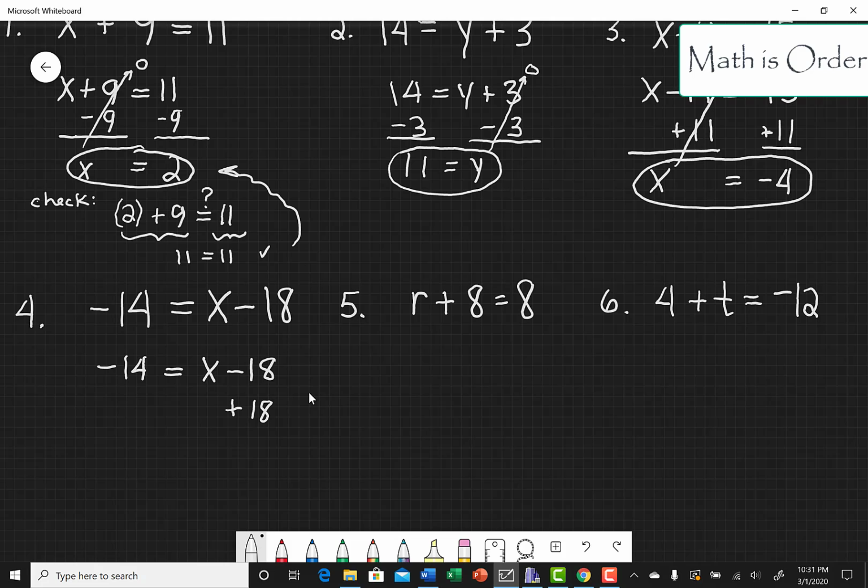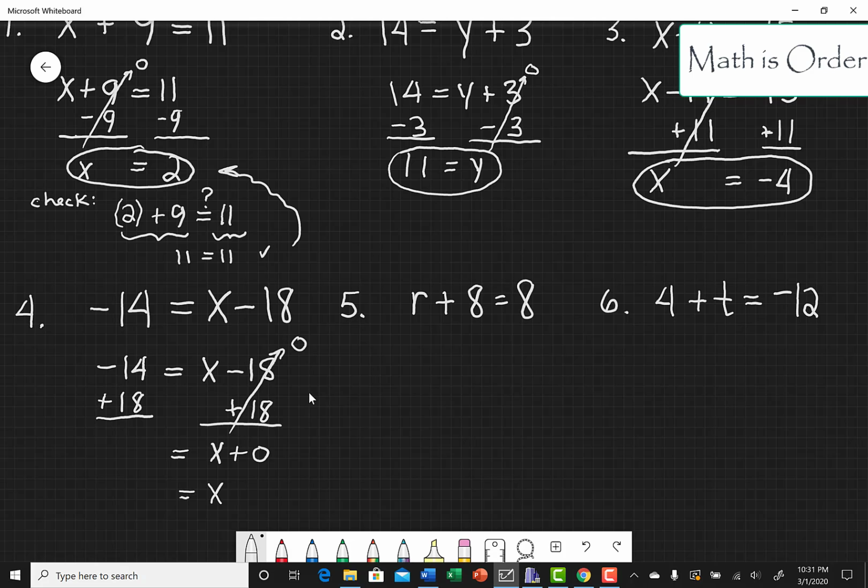And we can't just add 18 to the right-hand side of the equation. We've got to add 18 also to the left-hand side of the equation. Right now, on the right-hand side, we get negative 18 plus 18 cancels out to 0. So we'll have just x plus 0 on the right-hand side, but x plus 0 is just x.